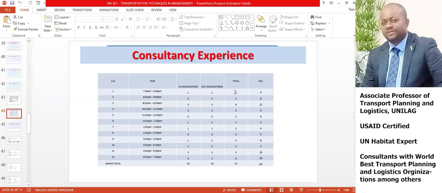BRT, use 3.0. No, don't use 3.0. Let's use 3.7 for BRT. Governor, are you taking notes?